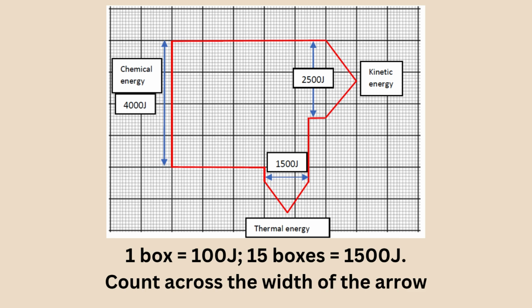If we look at the thermal energy, where the red arrow is pointing directly downwards, again we will need to count across the width of the arrow. I have marked that using the blue arrows, and there are 15 boxes, so that is 1500 joules. On the Sankey diagrams that you will do, you will have to count the boxes and calculate the output energies, or possibly calculate the input energy.